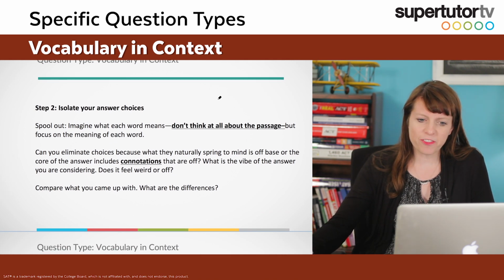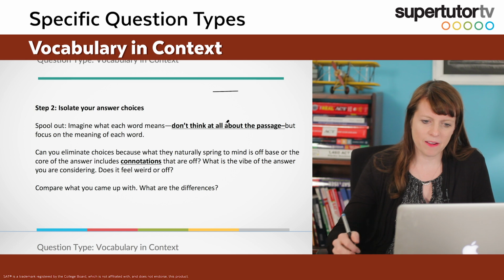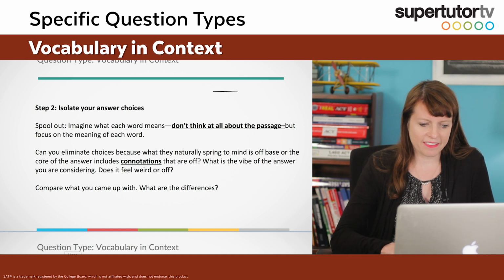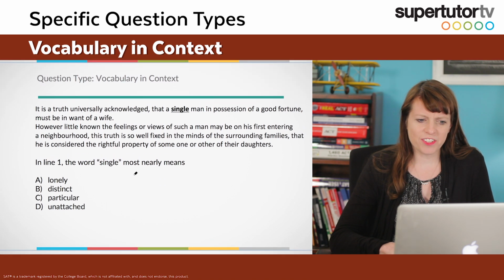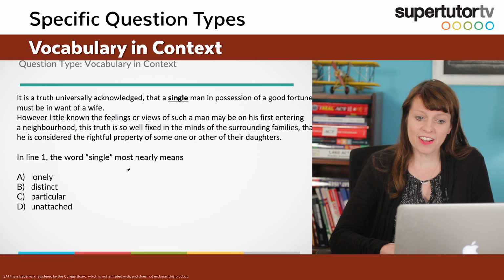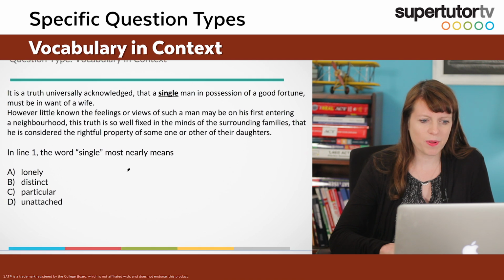So if I go down to my answer choices, I think, okay, I want my word in context, maybe it's, we'll go down to an example. It is a truth universally acknowledged, this is the beginning of Pride and Prejudice, that a single man in possession of a good fortune must be in want of a wife.